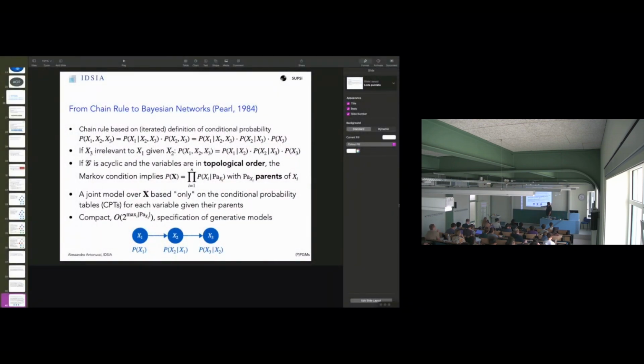In our example, the only irrelevance is here, and this irrelevance is telling me that x3 is not affecting x1 given x2. In the language of graphs, it means that the only parent of x3 is x2. You see? And to specify a Bayesian network, you need the conditional probability for each variable given the parents. So for x3, given the parent, which is x2. For x2, given the parent, which is x1. For x1, there are no parents, so this is unconditional. This is the idea.